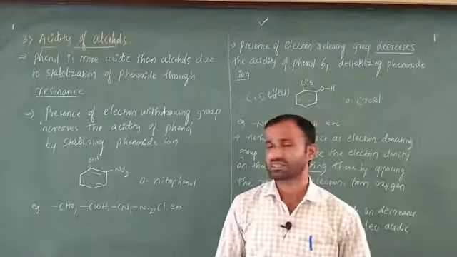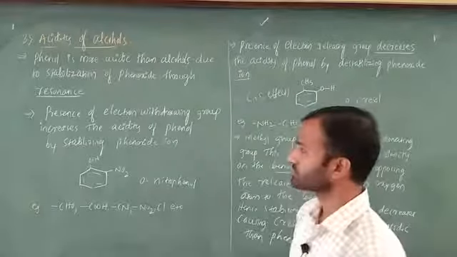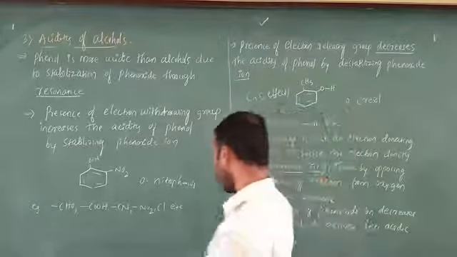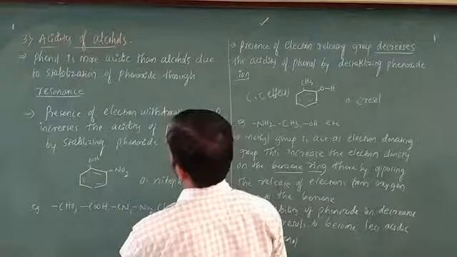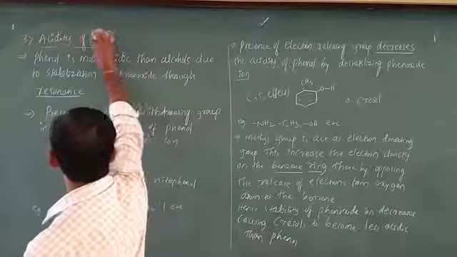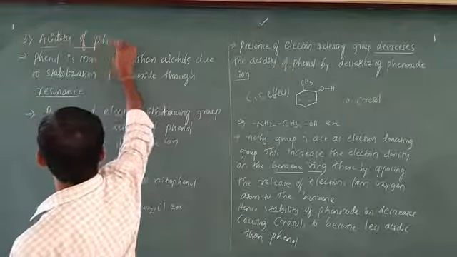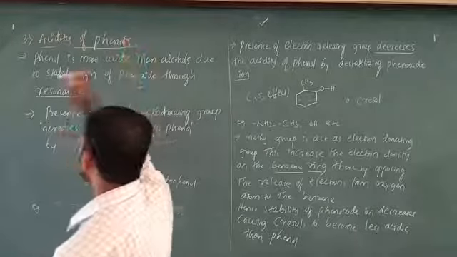Today we are going to discuss the next part. This is also important. What is that? Acidity of phenols. The next important point is the acidity of phenols. The heading is acidity of phenols. The acidity of alcohols is completed. Now the next point is the acidity of phenols.